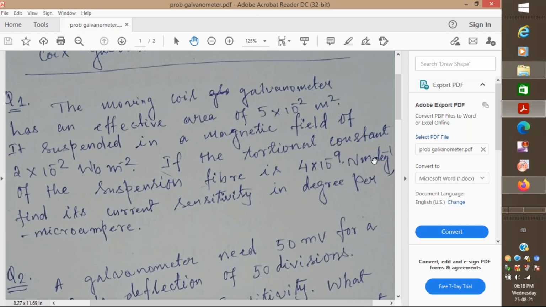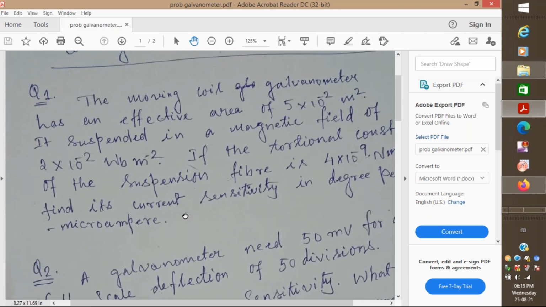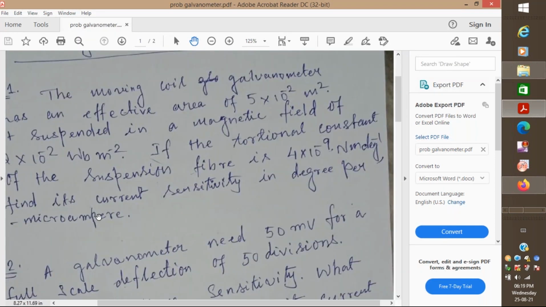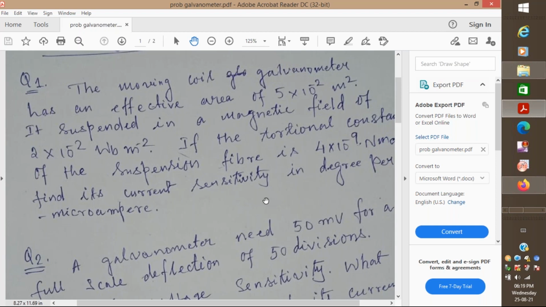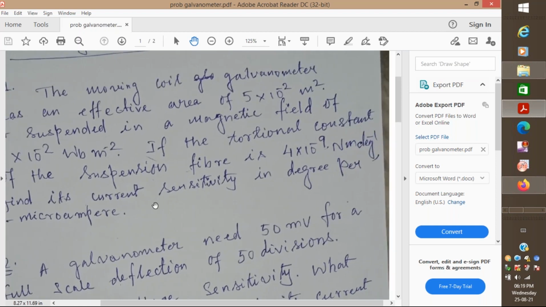So what I'll do, I'll just write down the information one by one, what are given, and then what is the question here? What we have to find out? Then find its current sensitivity in degree per microampere. Okay, that means you have to find out phi by I. Let us see how we can find out.